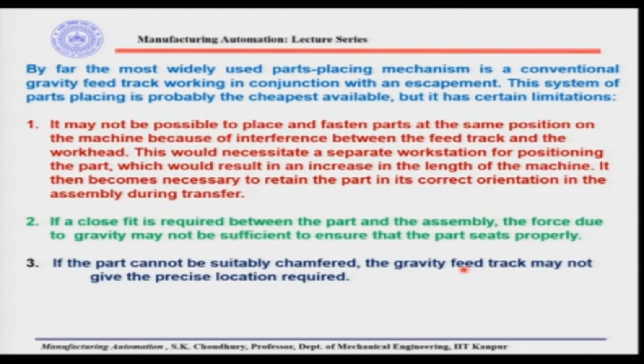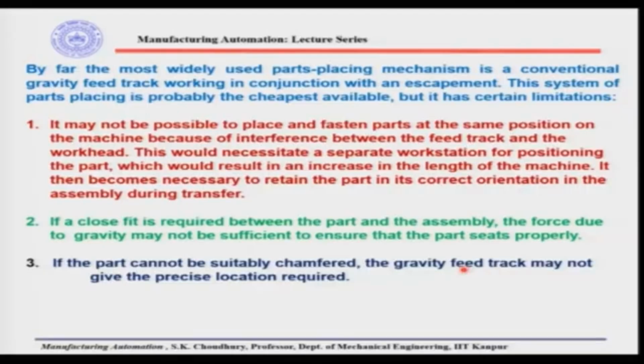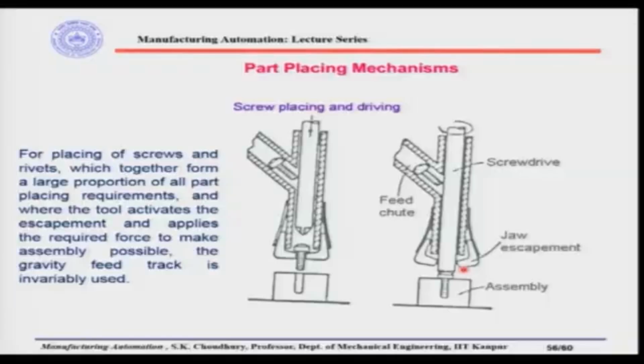Apart from the escapement we have discussed, whose job is to feed the parts one by one to the machine, here we are talking about the fact that some gravity feed tracks along with the escapement may not be enough to put the parts in the right position. So, for that we normally need a part placing mechanism. Let us see what the part placing mechanisms are. Normally they are manipulators, robot hands, and so on.